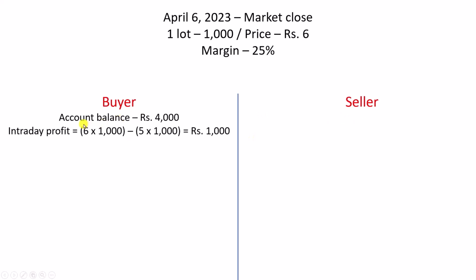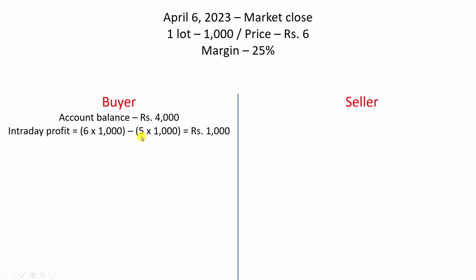Account balance is 4,000 rupees. Intraday profit. Intraday meaning on that particular day, on the very same day. Intraday profit is 6 into 1000 minus 5 into 1000, which is 1000 rupees. Now, how is this? The closing price is 6, lot size is 1000. So 6 into 1000, 6000, minus 5.